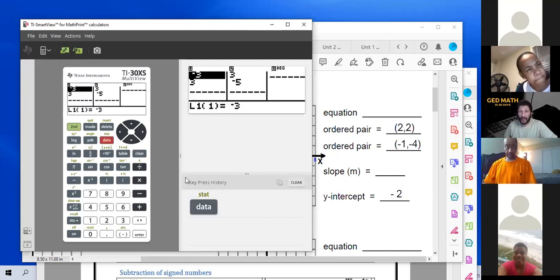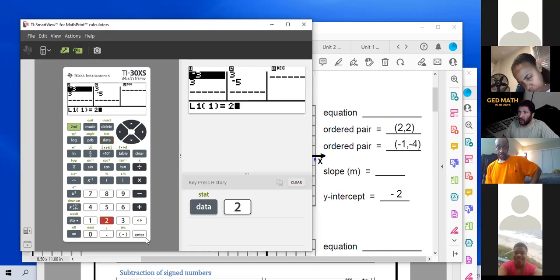Okay, data. Now, if you notice, I already have numbers in my L1 and L2 columns. I showed you how to clear it, but I don't feel like clearing it. I'm just going to put the values in myself. What's the first X value I should put in? 2. So I'm going to press 2 and press enter.